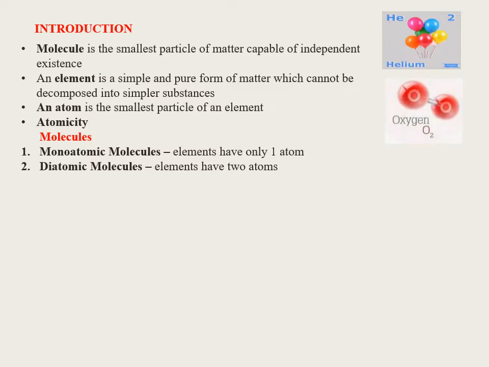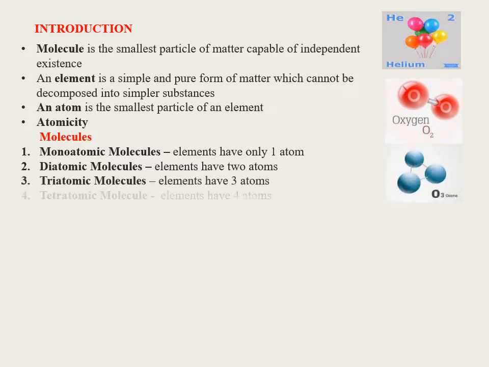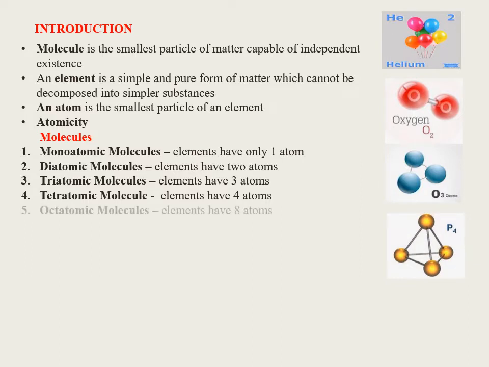Triatomic molecules, elements having three atoms in their molecules. Example, ozone. Tetraatomic molecules, elements having four atoms in their molecules. Example is phosphorus. Octatomic molecules, elements having 8 atoms in their molecules. Example is sulfur. A molecule is the smallest particle that has a capability to exist independently.